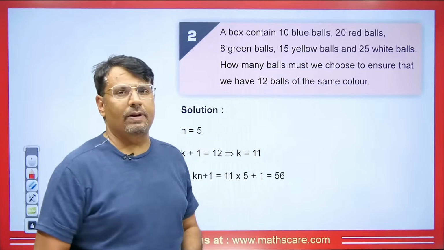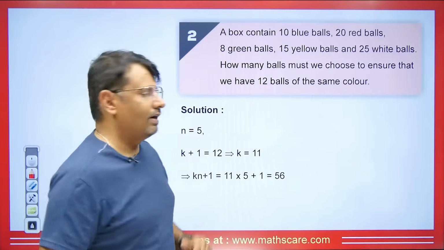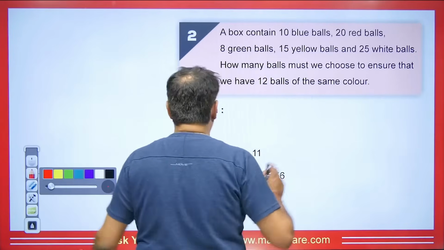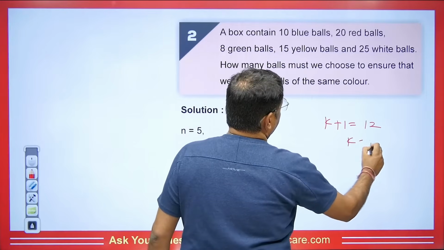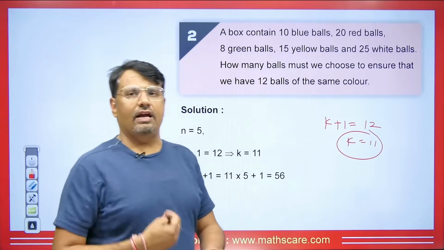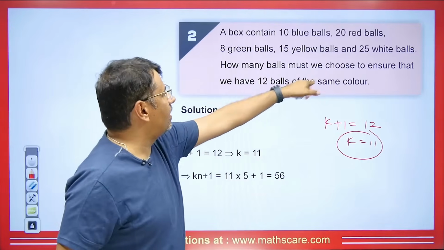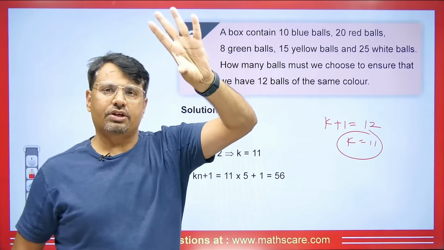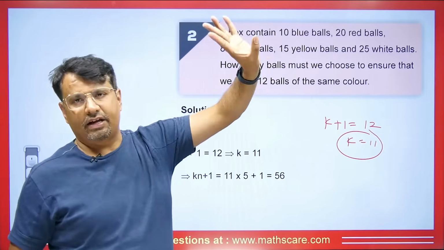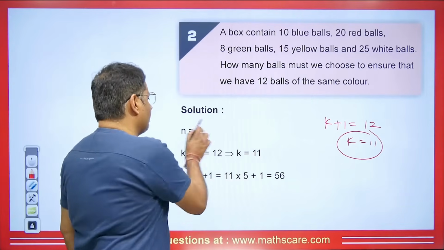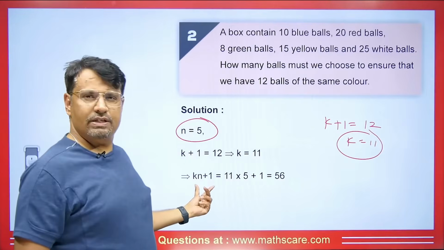So students, here the value of k plus 1 is 12. Now students, please pay attention here. We have to find the value of k. k plus 1 is 12, so k will be 11. Now we have to find the value of n. Listen, how many different colored balls do we have? 5. In the previous question, months were n, right? Here we have different colors. So what will be the value of n? It will be 5.